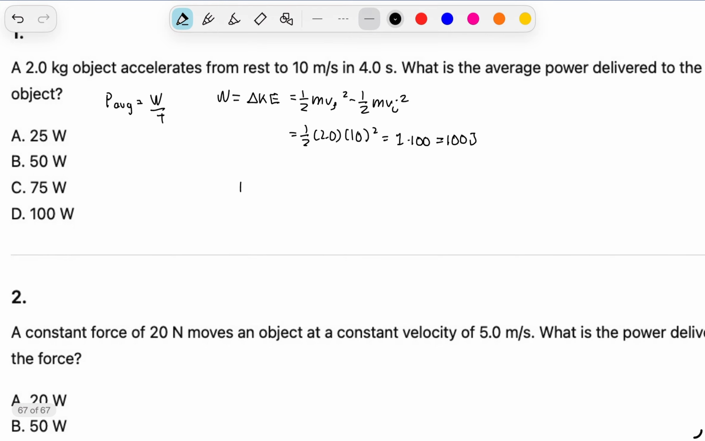Now, to find power, you're going to take the 100 joules of work you just found and divide that by your time, which is 4.0. So this is going to equal 25 watts, because watts are equal to joules over seconds. So our answer is A.